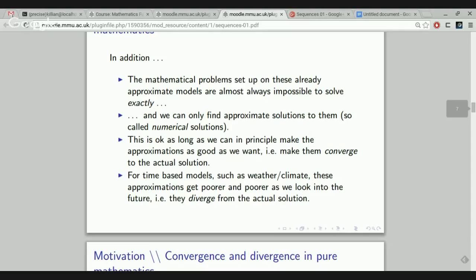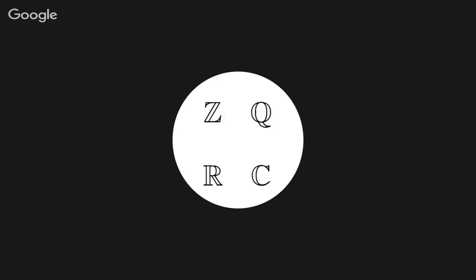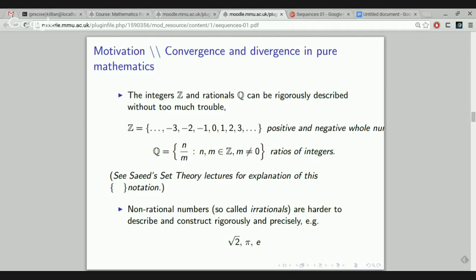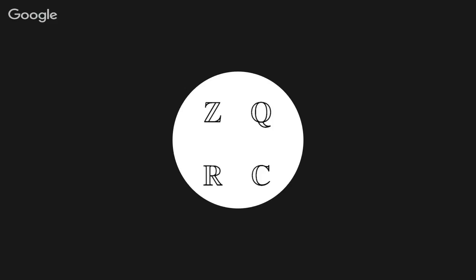But it's not just in applied mathematics. It's also important in pure mathematics as well. So even if you're not interested in applications to the real world, you're just investigating numbers and mathematical structures for their own sake, again, we see convergence and divergence as a key important idea. So, for instance, this first bullet point.